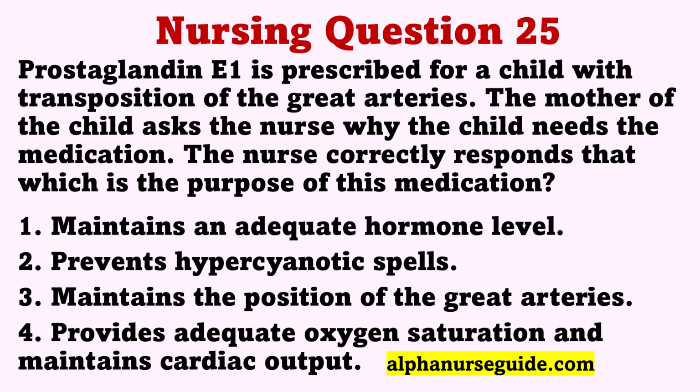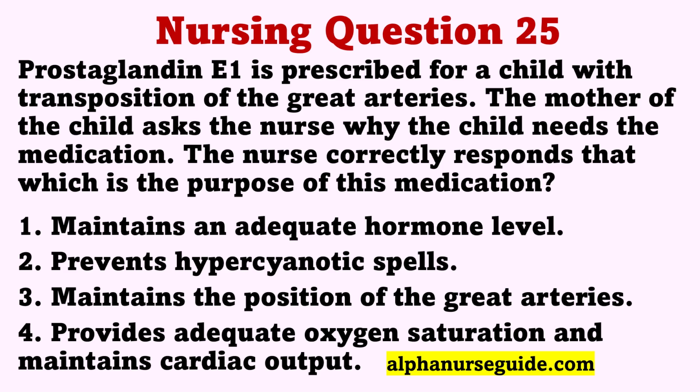The correct answer is 4. Provides adequate oxygen saturation and maintains cardiac output. A child with transposition of the great arteries may receive prostaglandin E1 temporarily to increase blood mixing if systemic and pulmonary mixing are inadequate to maintain adequate cardiac output. Options 1, 2, and 3 are incorrect.